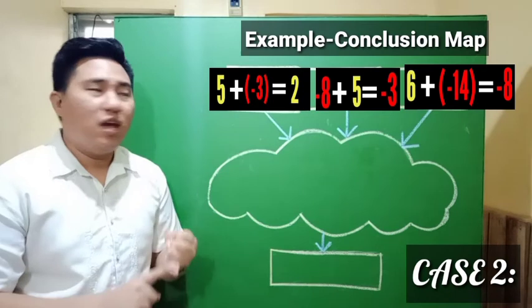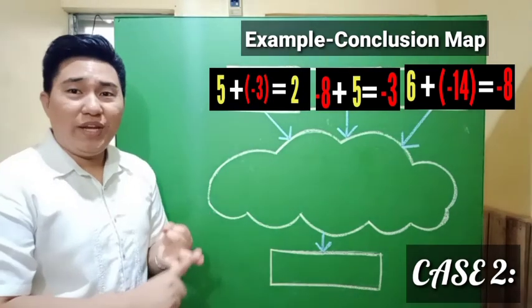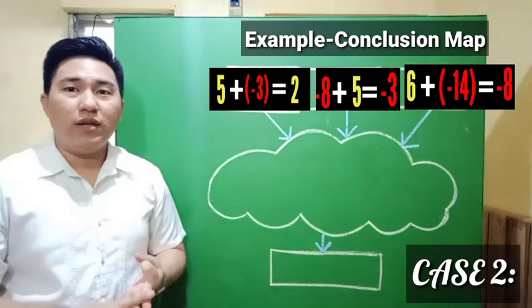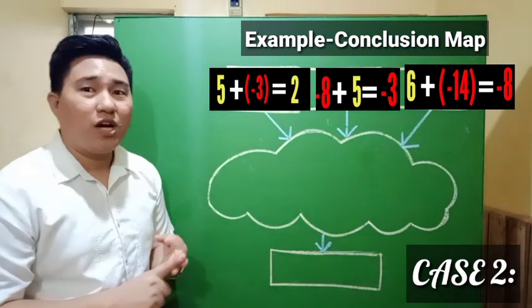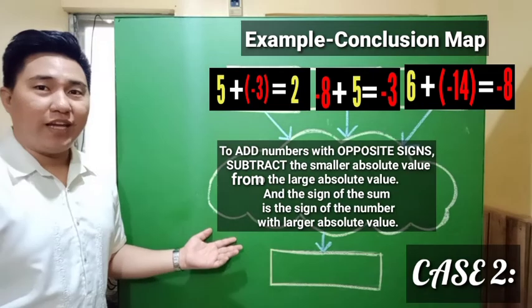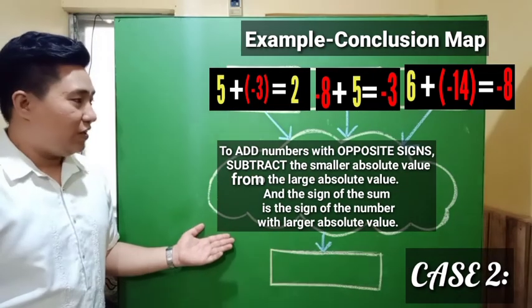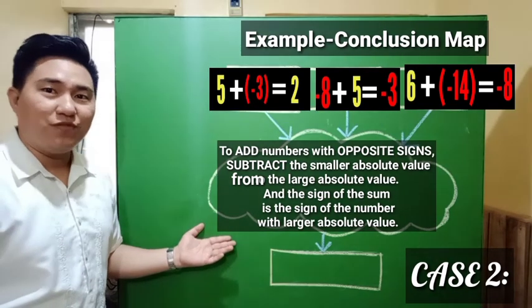First one is the two numbers have different signs. Then we get the difference for each given number. Then the third one, the sign for the result is the sign of the larger absolute value. To add two numbers with opposite signs, we subtract the smaller absolute value from the larger absolute value. Then the sign of the sum is the sign of the number with the larger absolute value.